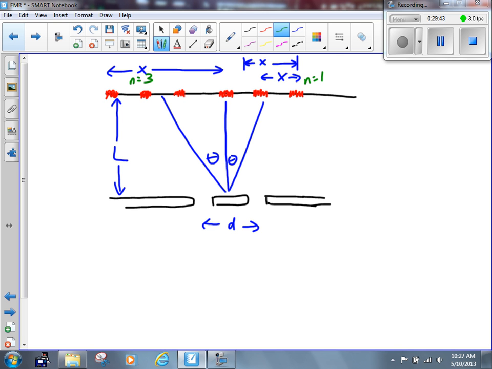Here we're dealing with the second order maximum and the first order minimum. N would be what in this case? Tough one. Anybody think they have that one? It's not 1, because n is equal to 1 when we're going from the first maximum to the second maximum. Not 0.5, but you're getting close.